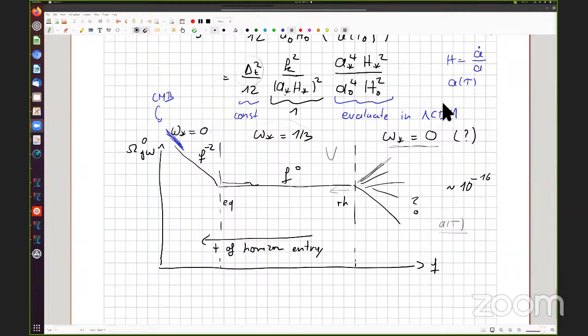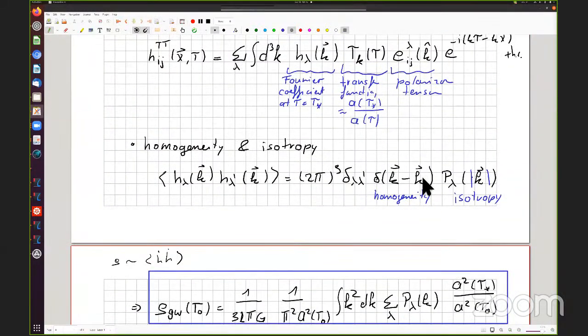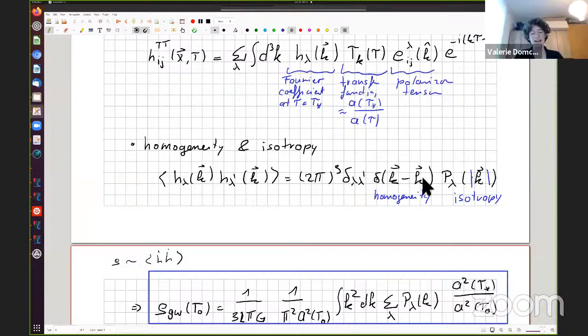I was just wondering if you could briefly comment about this a few pages back when we did this averaging of h lambda and h lambda prime, and we used the homogeneity and isotropy. So this averaging, it's still on this length scale D, right? But this is much smaller than the length scale on which we have.